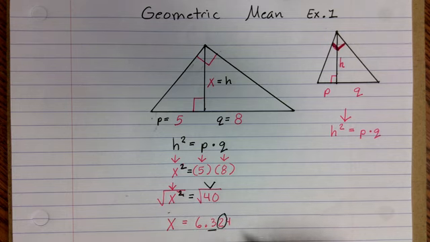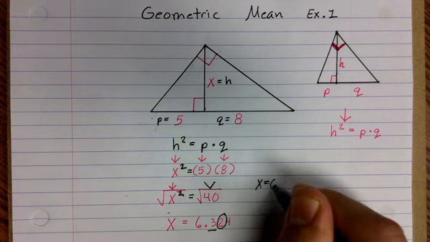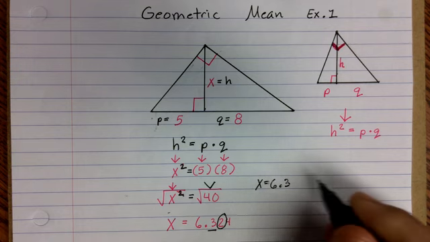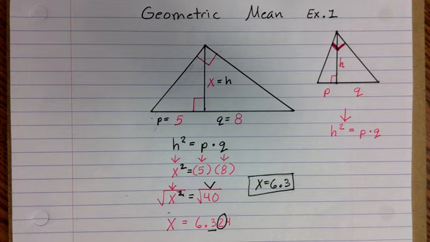And remember, there's a rule that says 4 or less, let it rest. 5 or more, raise the score. And since 2 is part of that category of 4 or less, we're going to leave that 3 as is. So our final answer for this would be, our height is going to be 6.3. And that's all there is to it.